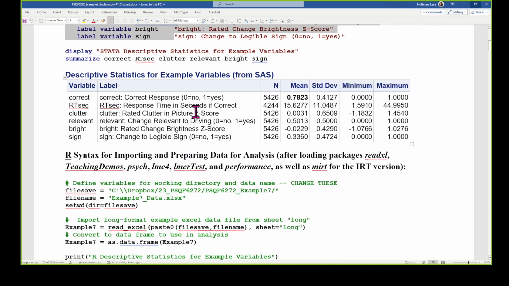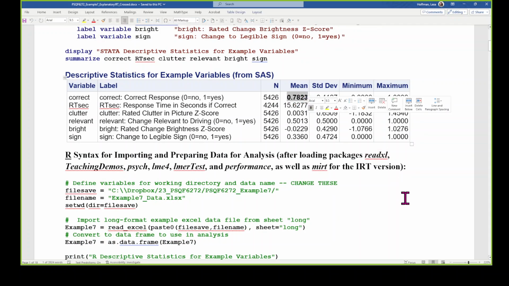So here are some descriptive statistics. 78% of the trials were responded to accurately overall. Response time, average of about 15 seconds. So this task actually does take quite a bit of time.